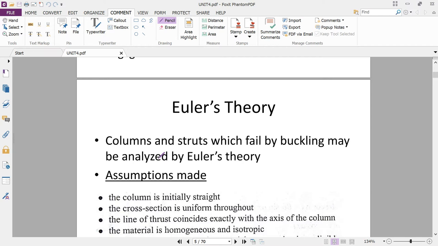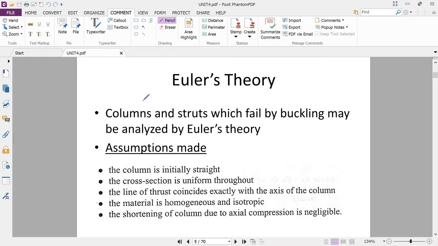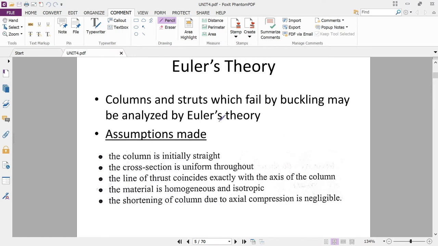Let us see these theories, their derivations and formulas step by step, because in the examination you may be asked to solve one particular derivation from these theories. Now Euler's theory: columns and struts which fail by buckling may be analyzed by Euler's theory. There are certain assumptions on which this theory depends.